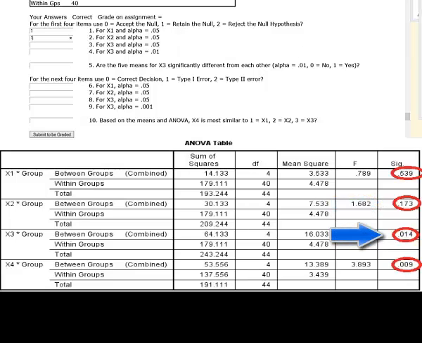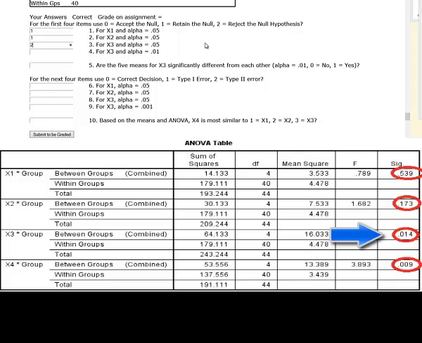For x3, we find the significance level is 0.014, which is less than 0.05, so in that case we are going to reject the null hypothesis. These decisions are really pretty easy. Basically, if the significance level in our hypothesis test is less than alpha, we're going to reject the null hypothesis. If it's greater than alpha, we're going to retain the null hypothesis.